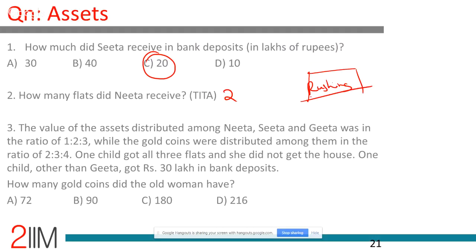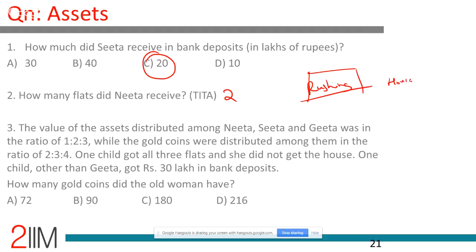Not so easy, because this is an easy enough puzzle. Question 3 carries a variant. The value of the assets distributed among Nita, Sita and Geeta was in the ratio 1:2:3, while the gold coins were distributed among them in the ratio 2:3:4. One child got all 3 flats and she did not get the house. One child other than Geeta got 30 lakhs in bank deposit. This is fabulous. So they've just got us in a spin by introducing new data points.